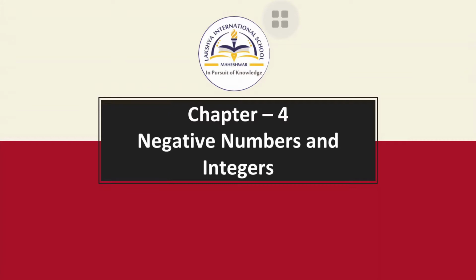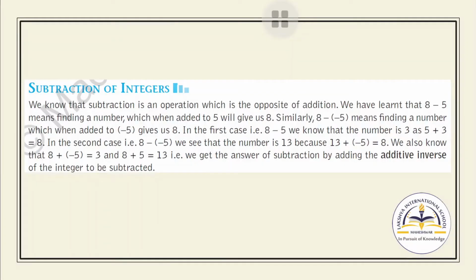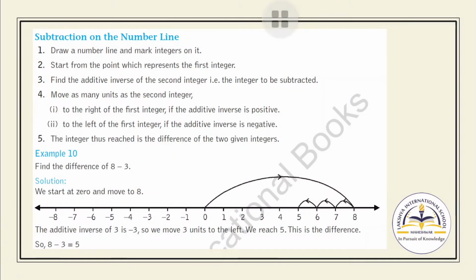Today we are going to solve exercise 4.3 of chapter number 4, negative numbers and integers, class 6th mathematics. Our topic is subtraction of integers. How will we subtract the integers? We will see subtraction on the number line.